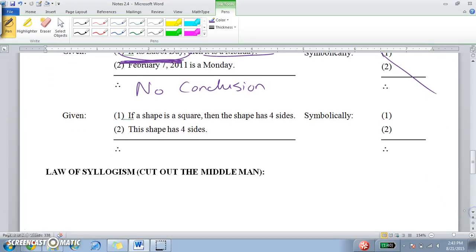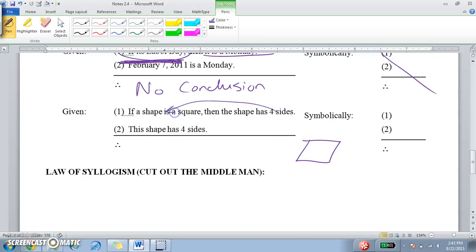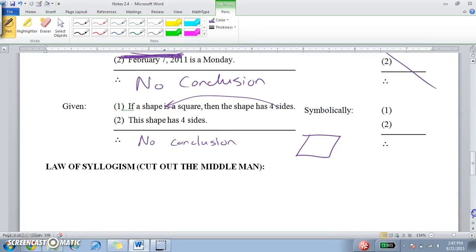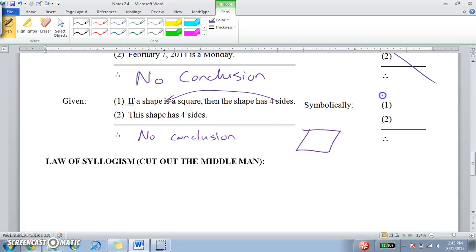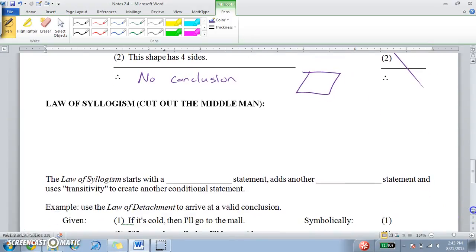So, if a shape is a square, then the shape has 4 sides. This shape has 4 sides. Is the shape that I'm talking about a square? Well, not necessarily. I can draw a 4-sided shape that's not a square. So just because it says if a shape is a square, then the shape has 4 sides, doesn't mean that this goes the opposite way. So because I say this shape has 4 sides, does not mean I can conclude that it's a square. No conclusion. Again, don't worry about the symbols because we did not have a conclusion.